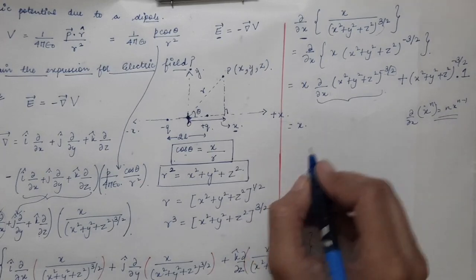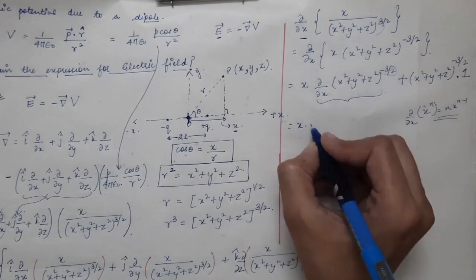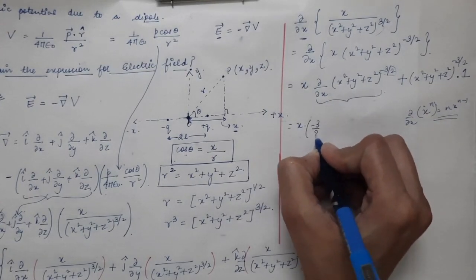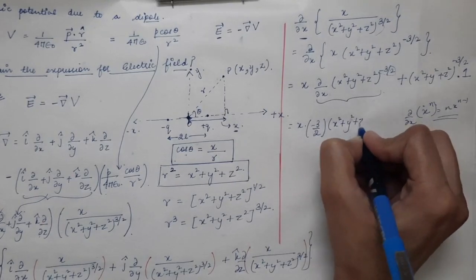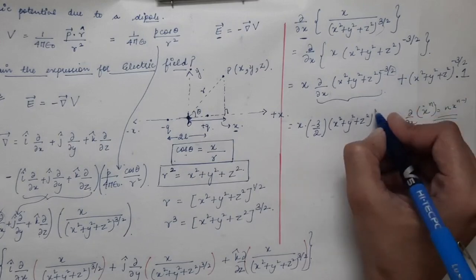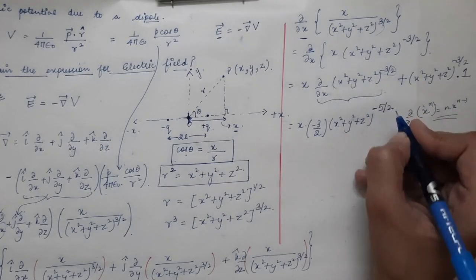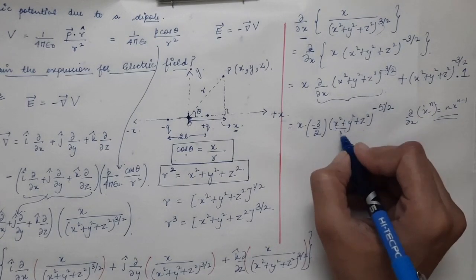So we will use this formula over here. We have power minus 3 by 2, so minus 3 by 2 will come in the front. So minus 3 by 2 into (x square plus y square plus z square) power minus 3 by 2 minus 1, that will be minus 5 by 2, into the derivative of the function which is inside the bracket.